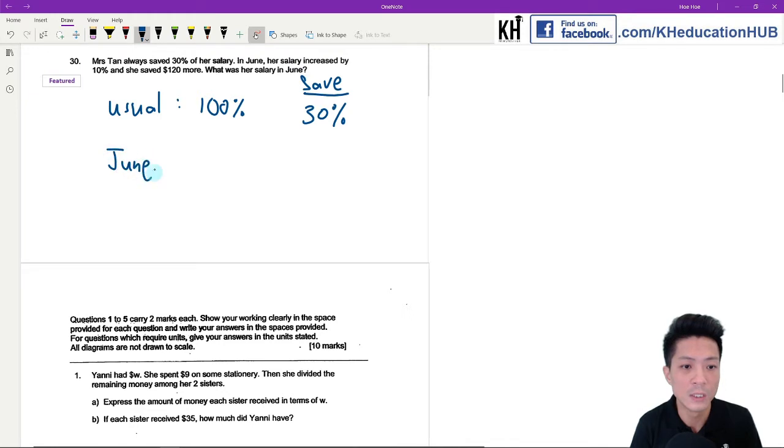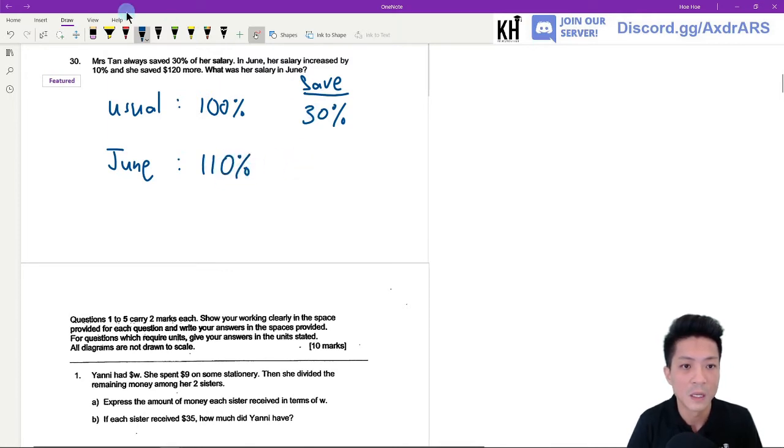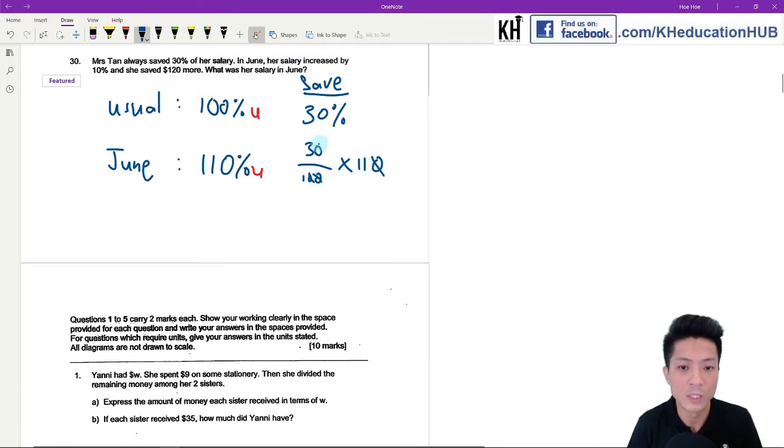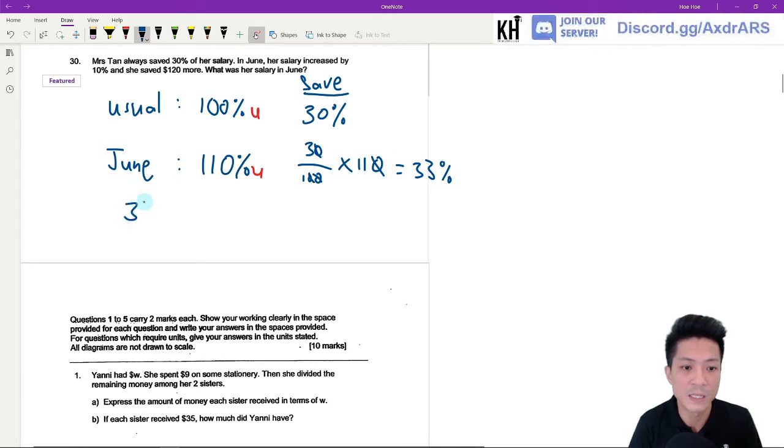But in June, the salary increased by 10%, which means that now her salary will be 110%. So how much is 30% of this 110%? If you are not comfortable with percentage, you can treat it as units, but it'll be easier if you treat everything as percentage. So we're going to find 30% of 110. Do your reducing, cancel, you're going to get 33%. So now you can see that the difference of 3% is equal to the $120.